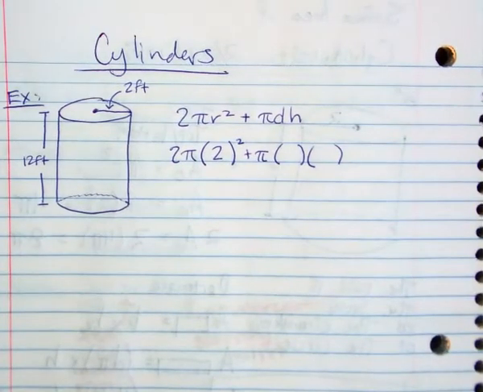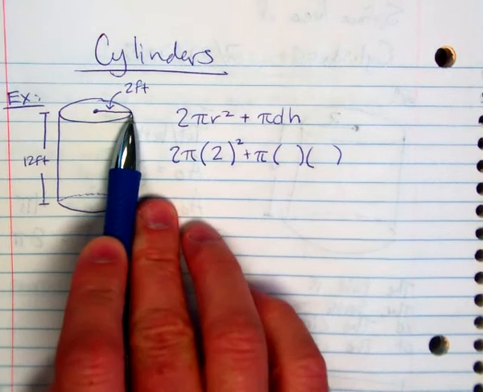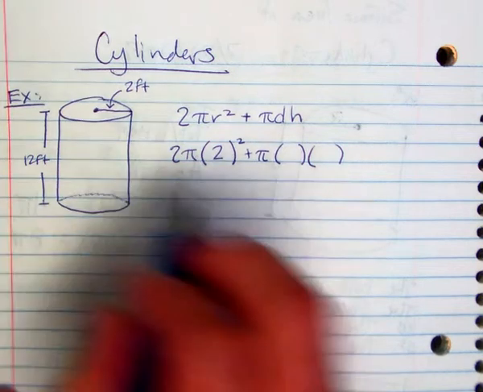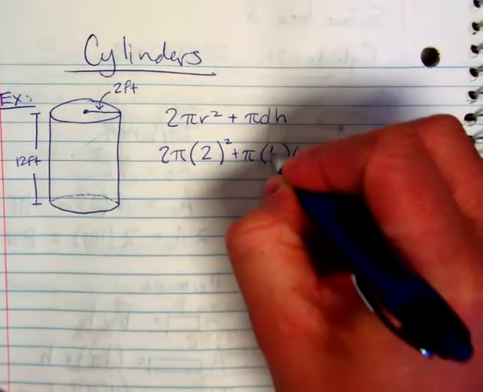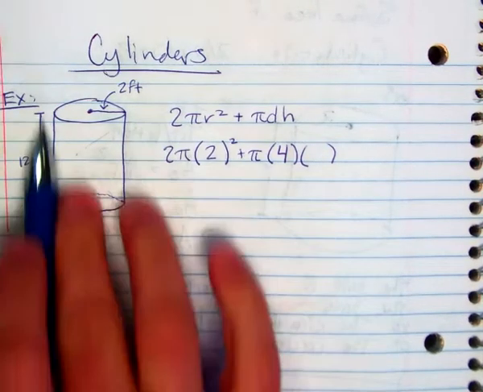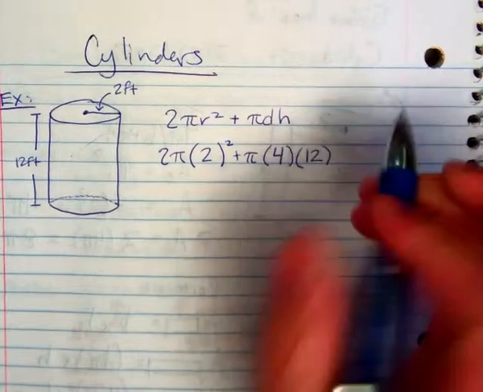Now the diameter is not obvious. They did not give us the diameter in the drawing. They gave us a radius and they gave us a height. They did not give us a diameter. Can someone tell me, if the radius is 2, what the diameter would be? Julia? 4. It's double, right? So the diameter here is 4. And the height, I think, is pretty obvious, is right there, is just the 12.